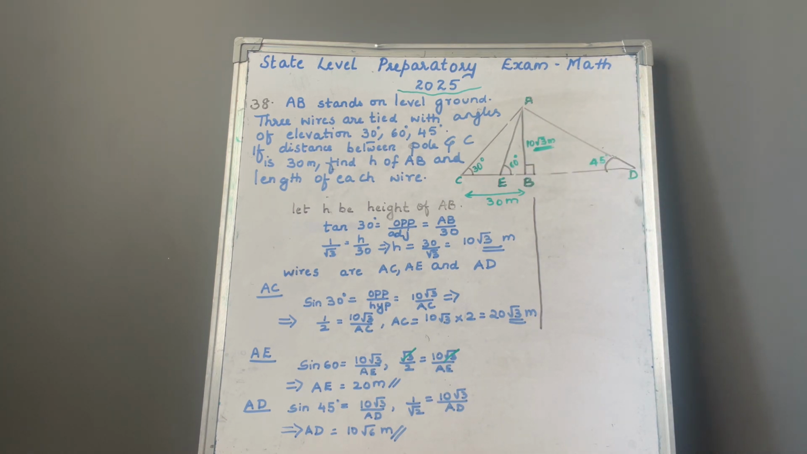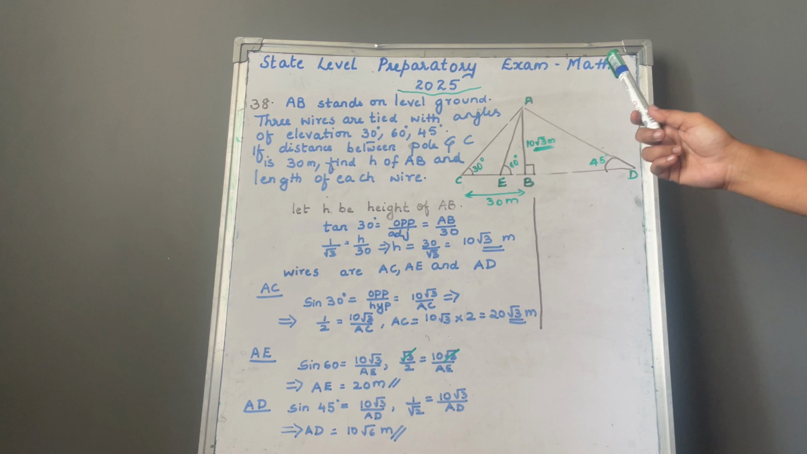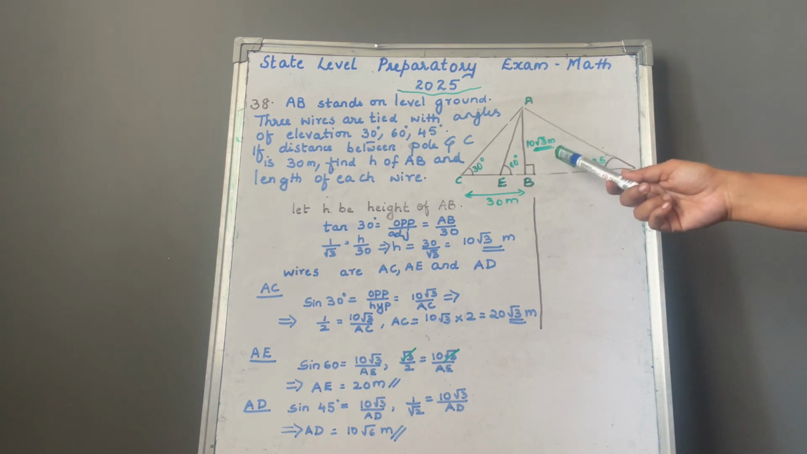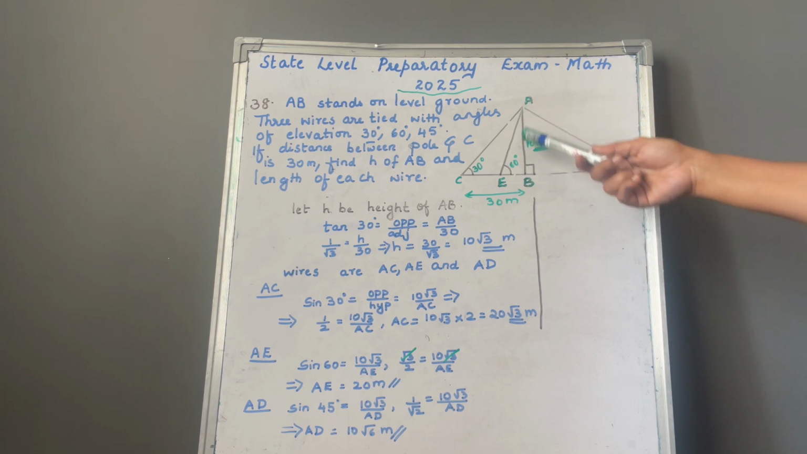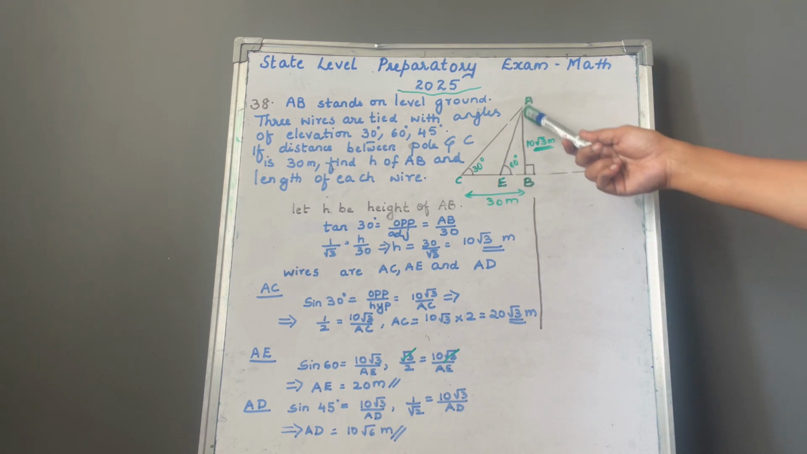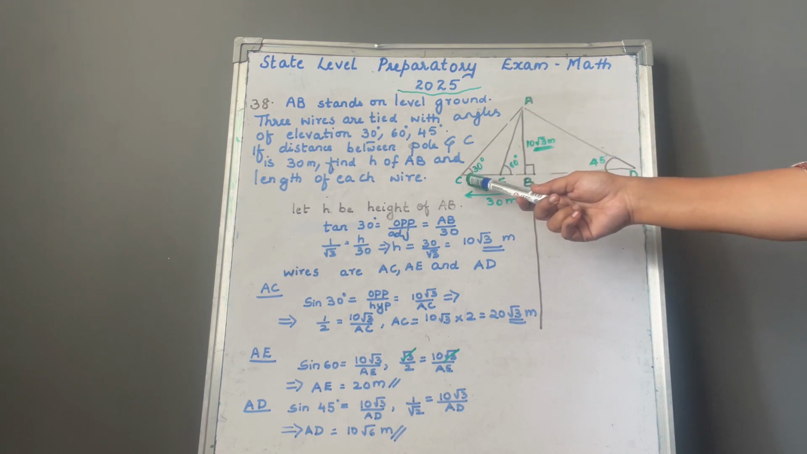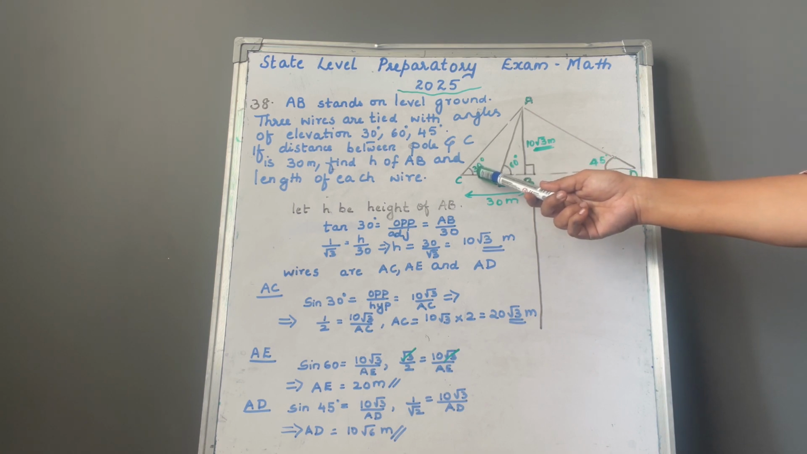So you have to read the question 3 to 4 times to understand, and then you have to start solving the problem. Here we have to find the height of AB. So let the height of AB be h. To find the height of AB, we can take the triangle ABC and the angle of elevation 30. We can take tan 30.